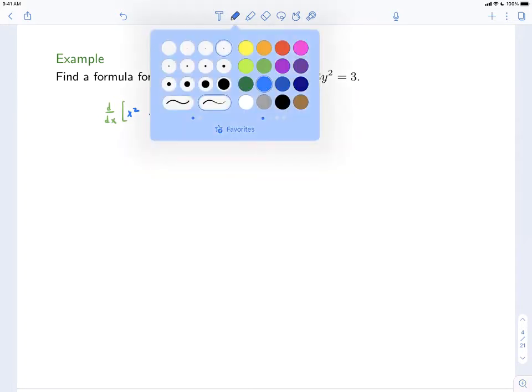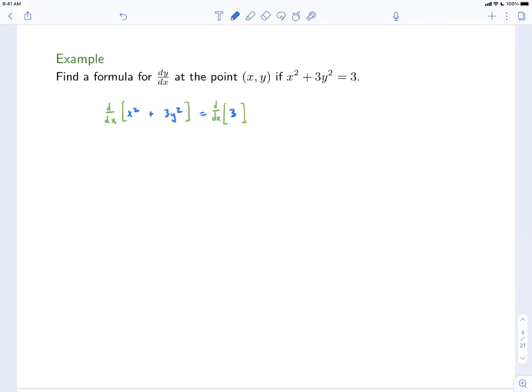On the left side, you can see that we have the derivative of a sum, so you can differentiate term by term. And you'll have the derivative with respect to x of x squared plus the derivative with respect to x of 3y squared. On the right, we have the derivative of a constant, so that will just be 0. On the left, we have two derivatives. So the first one, the derivative with respect to x of x squared, we can use the power rule. That's 2x. Well, what about this one, the derivative of 3y squared?